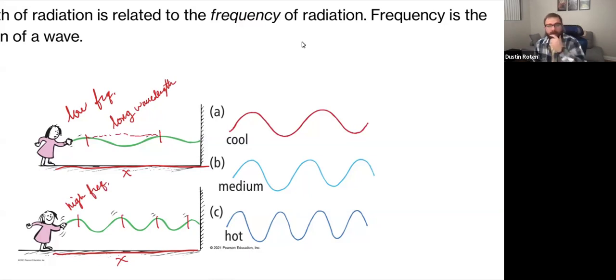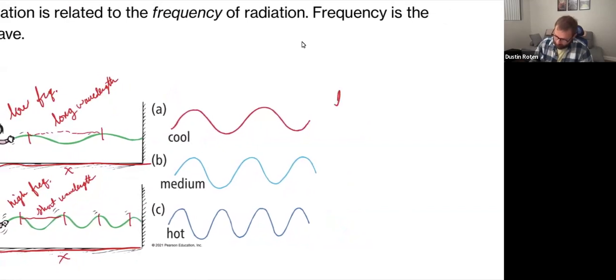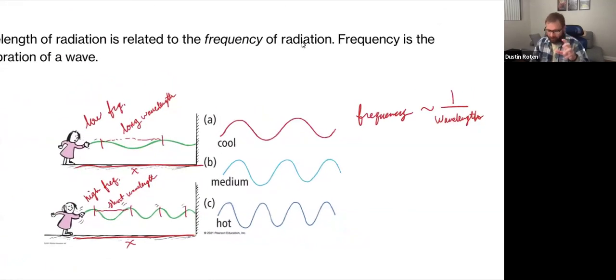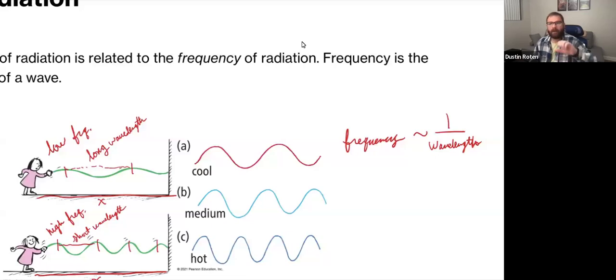But even though it's a high frequency, it's now a short wavelength, as you can see here. Right. So what we could say is that frequency is inversely proportional to wavelength. There we go. And you remember this from previous conversations we've had, where if frequency goes up, wavelength goes down.